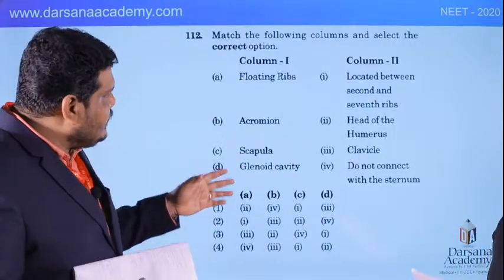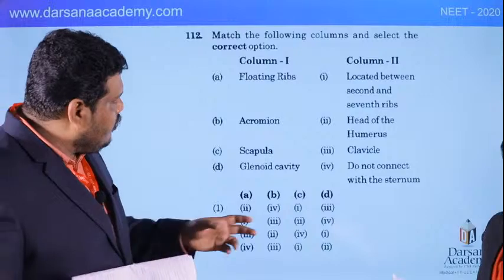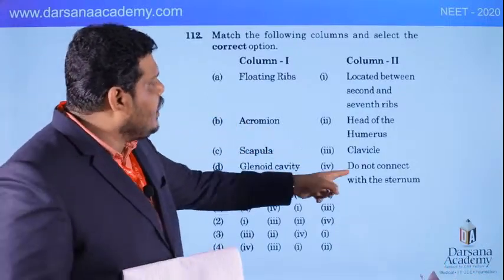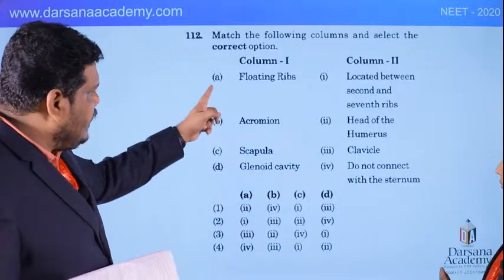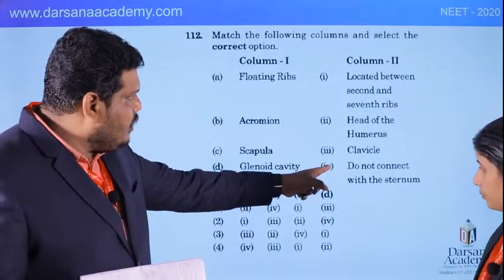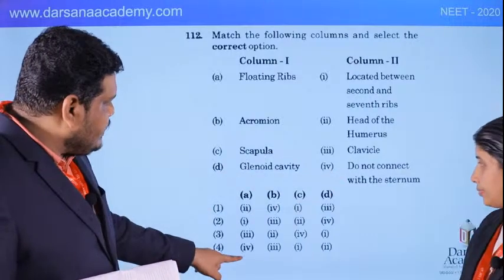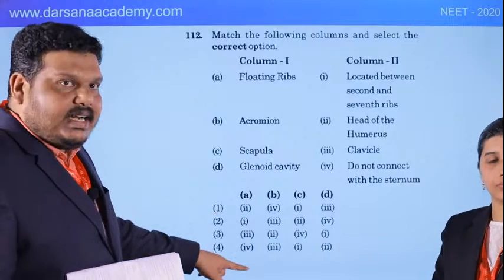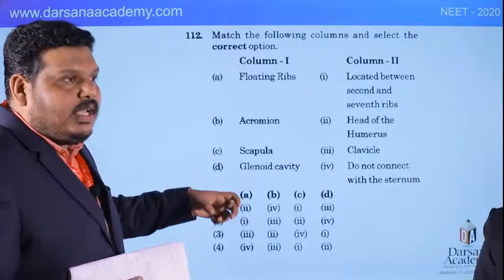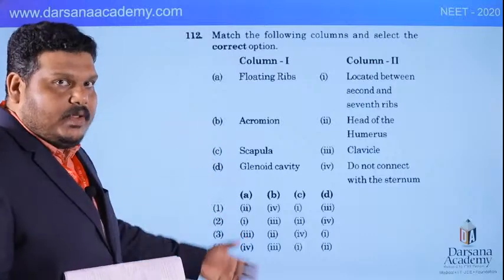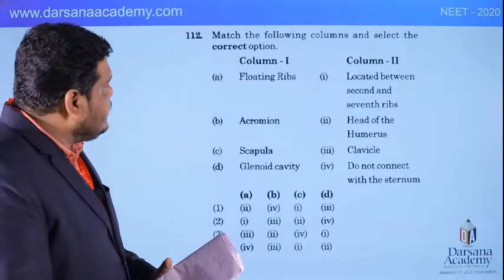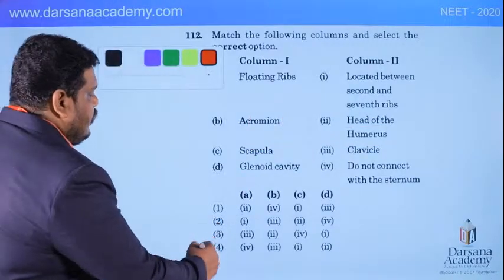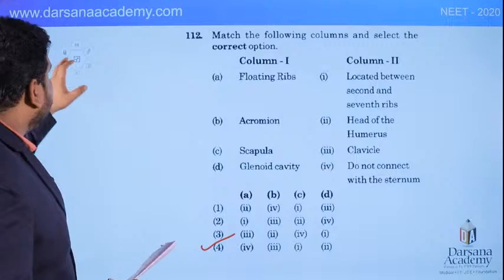Okay, so when you consider this statement, this column and column 1 and 2, you can find out the option. Floating ribs do not connect with the sternum. So option A with column 2, 4 is the answer. You can see only one option is similar to that. So it's quite easy when you know the content very well. Okay, so option number 4 is the answer for the 11th and 12th questions. Okay, let's move on to the next question.